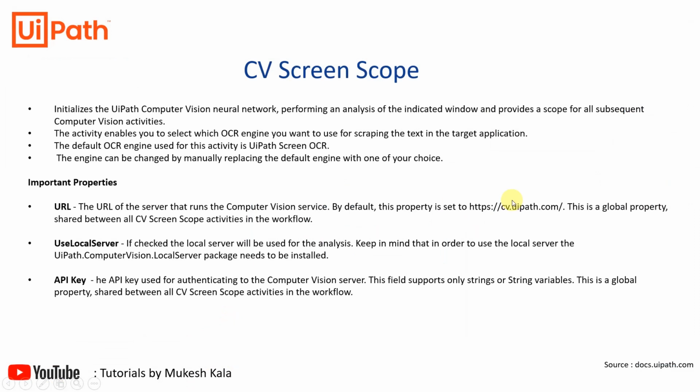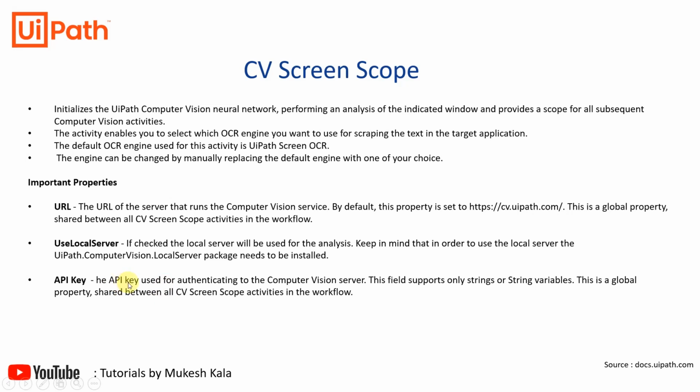Coming back to my presentation, right? The CV screen scope has three important properties as I told. URL, which we need to get, and it is set to cv.uipath.com. This is used in case I am using the cloud version of UiPath, right? And the API key, we have just shown how exactly we can use the API key.